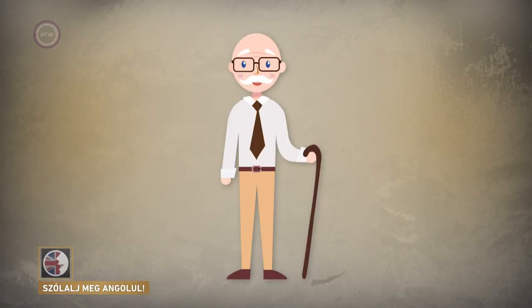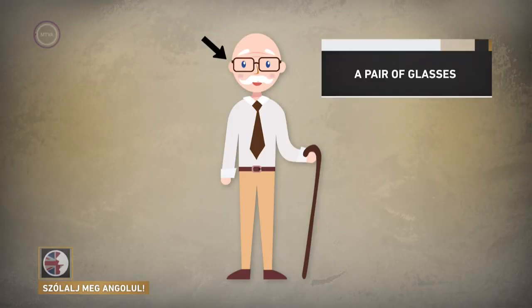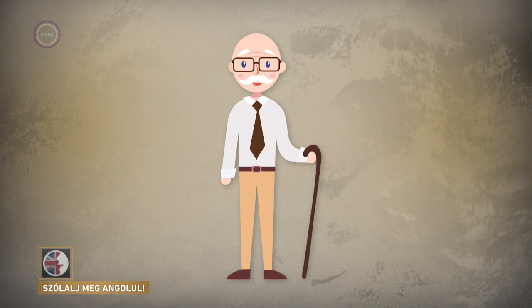Now, we know how to describe people's clothes too, don't we? Well, come on then. Let's tell everyone about Jeffrey's clothes. Let's describe his clothes. Okay, first of all, Jeffrey's wearing glasses. He's got a pair of glasses. Okay, everyone knows this. We can all see this.